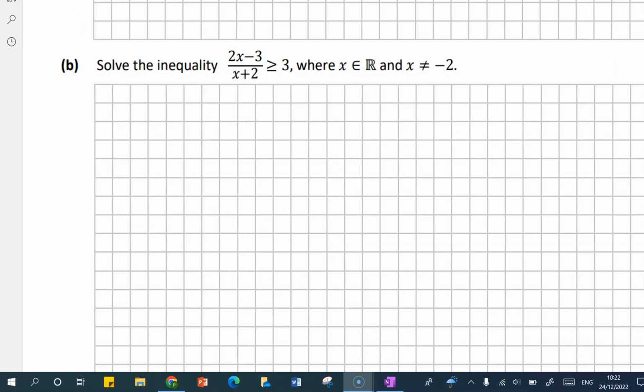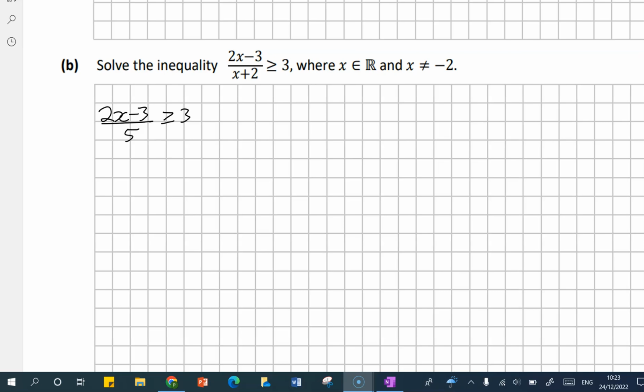Part B, solve the inequality (2x minus 3) over (x plus 2) greater than or equal to 3. X is a real number, x is not equal to minus 2. This is a rational inequality where we have a variable underneath the line. The very specific way we do this, I just want to touch on one or two things first.